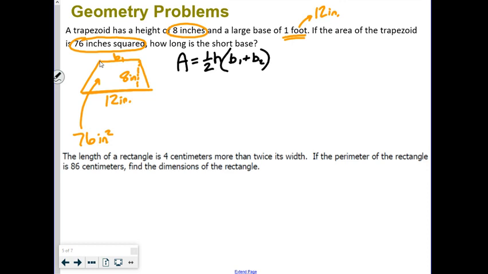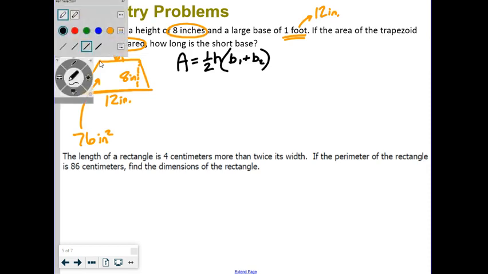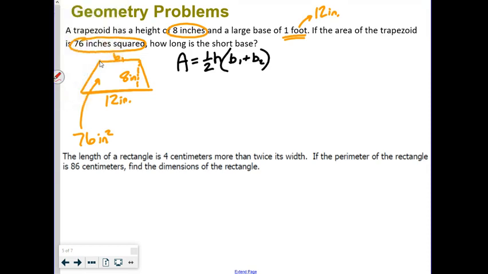So, okay, now actually we get to substitute a lot of things into this formula. And that's how we'll start with this problem. So A, we know is 76. That's the area. 1/2, well, that's just given to us in the formula, so it stays 1/2. The height, well, that's 8 inches. So put that in parentheses here. And then B1, that's what we're looking for. And then the base 2 is 12.